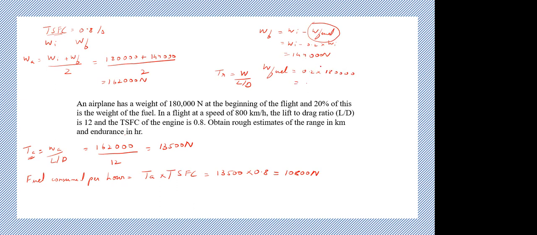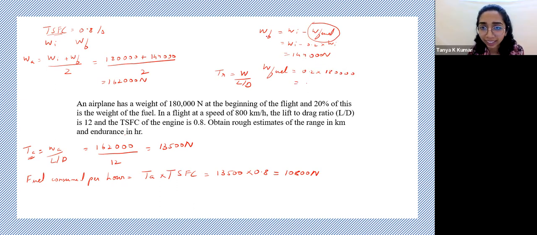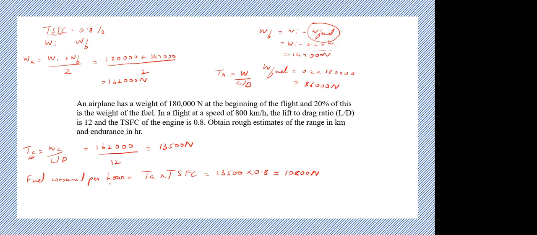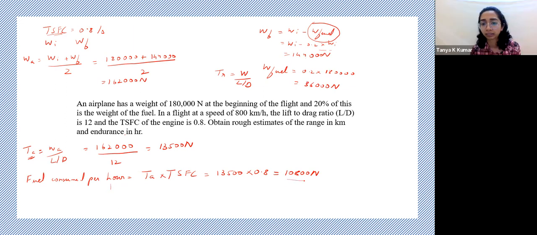1,44,000, ma'am. Okay. So when I write F, I mean final. I'm sorry if it's confusing. So weight final is weight initial minus weight of the fuel. The weight of the fuel is 20% of the initial weight, which is what I'm writing here, which comes to 36,000. Okay, right? Yes, ma'am.